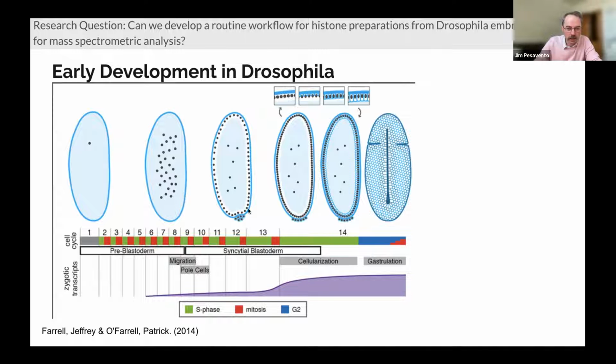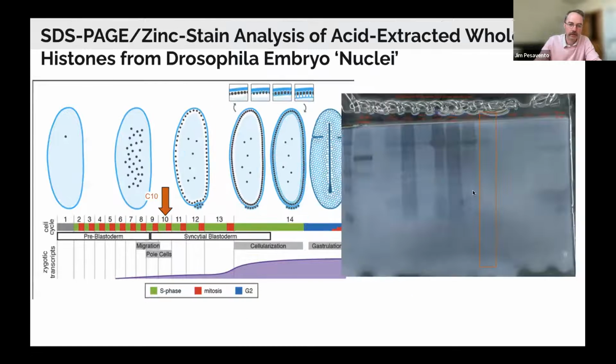Okay, so we're interested in collecting these samples at different stages in embryogenesis: cycle 10, cycle 13, cycle 14, and early and late cycle 14. And the question that we have is, can we get enough material to extract proteins and have those proteins have sufficiently high enough histones to actually analyze by mass spectrometry? And if the answer is yes, we want to analyze them and see if there are any differences between these different cycles.